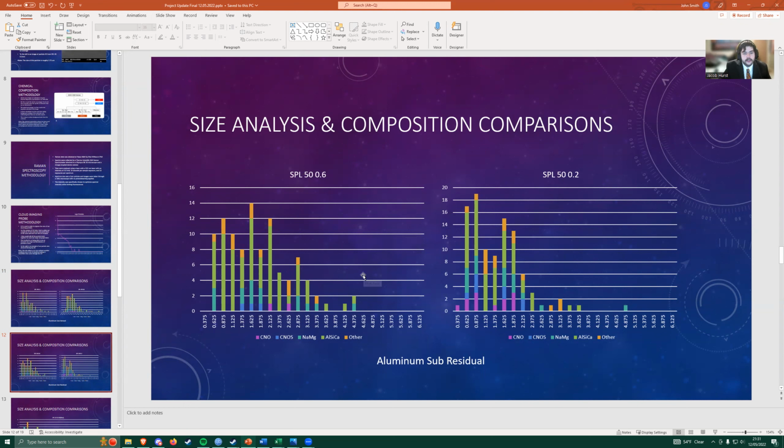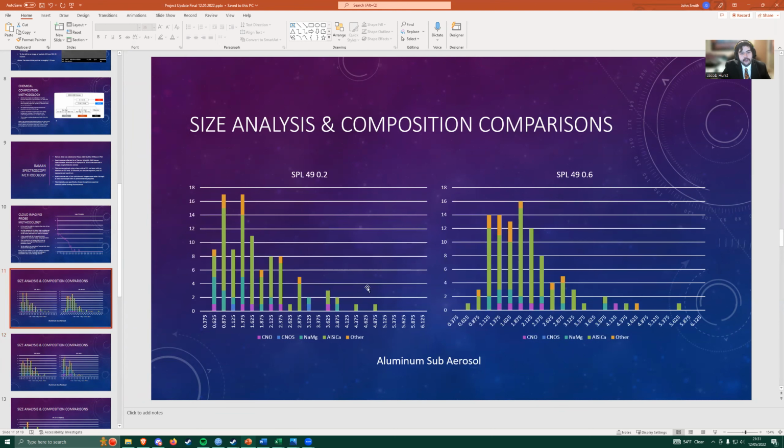So as we can see here as well, this 0.2 on SPL 50 here has quite a few more organic particles. It has CNO and CNOS particles more prevalent than that of SPL 0.6. And I forgot to mention that over here as well, we can see a lot of CNO and CNOS particles as well, just on this 0.2.